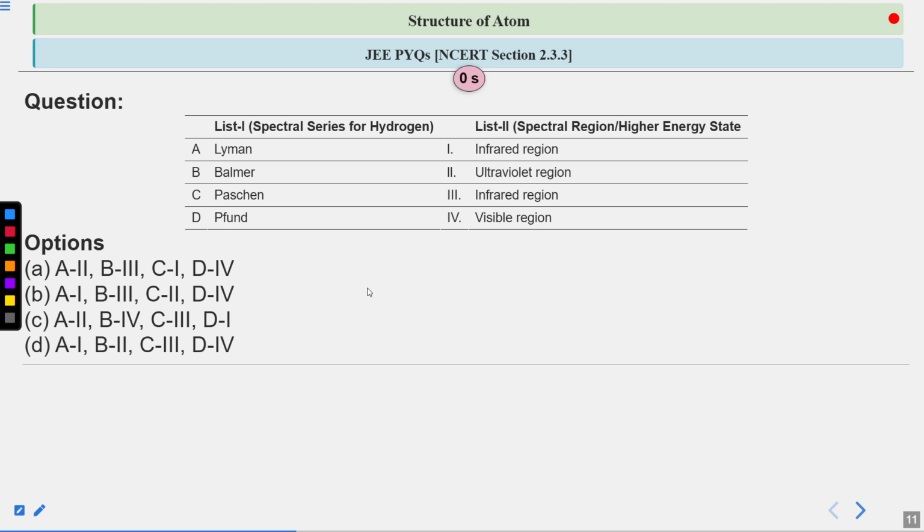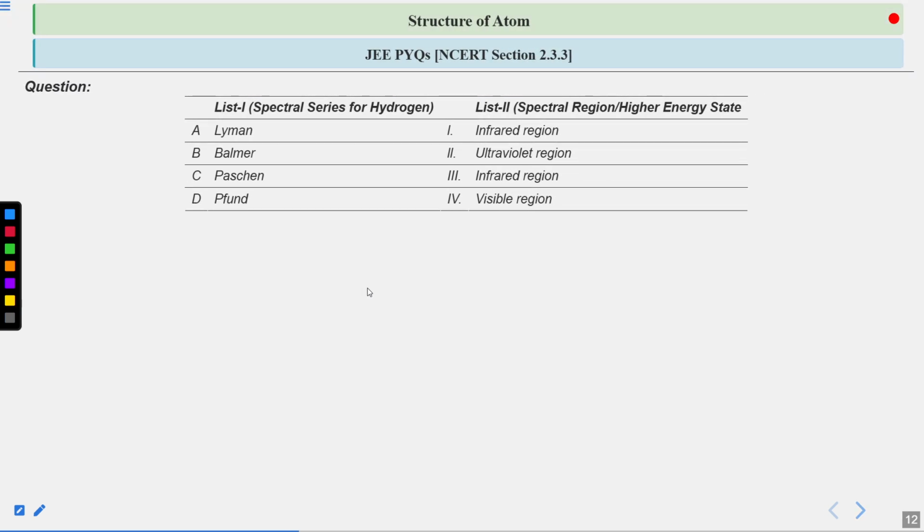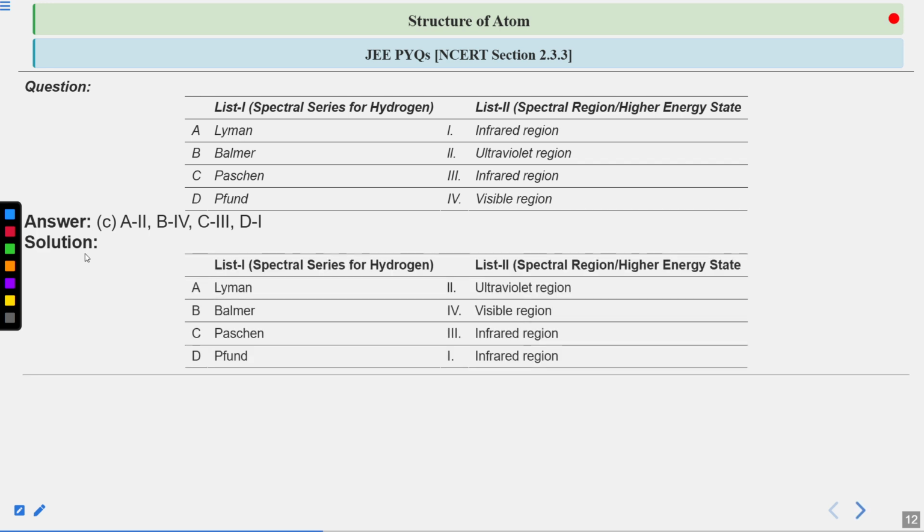Okay, let's see. So for the given question, the correct answer is option C. A is matching with the second, B with the fourth, C with third and D with first. So A, that is Lyman spectral series, is corresponding to the second, that is the ultraviolet spectral region. That means Lyman series is corresponding to the ultraviolet region of the spectra.